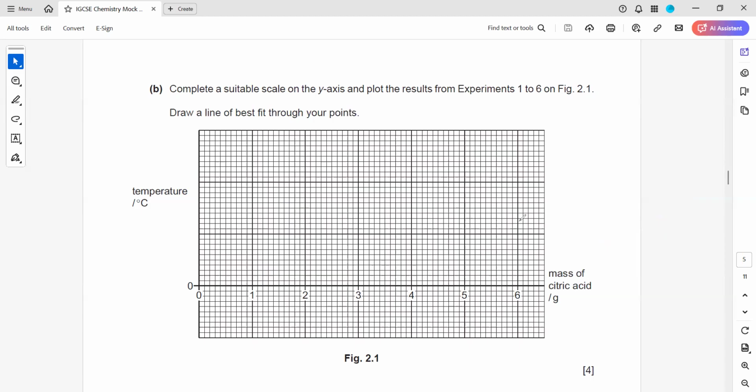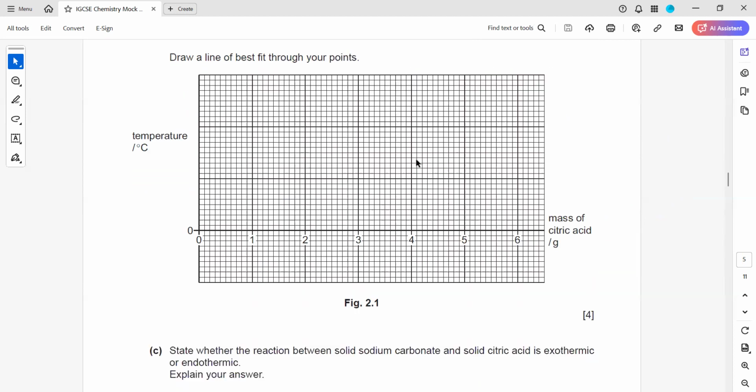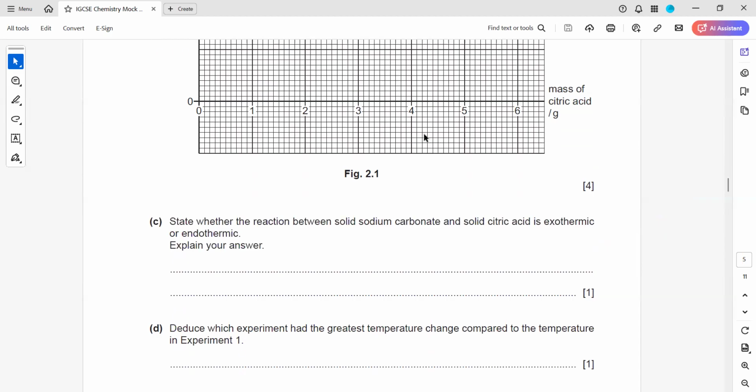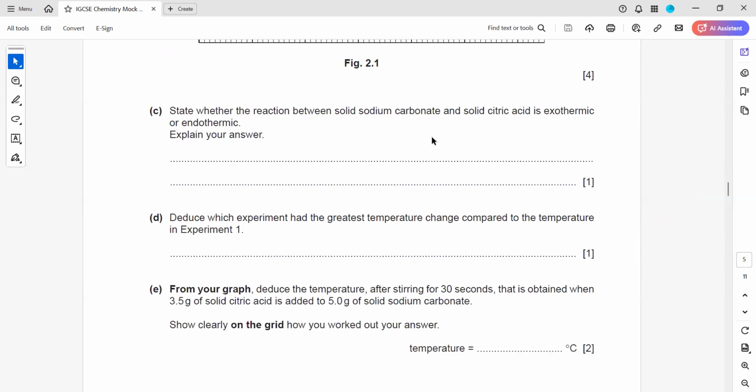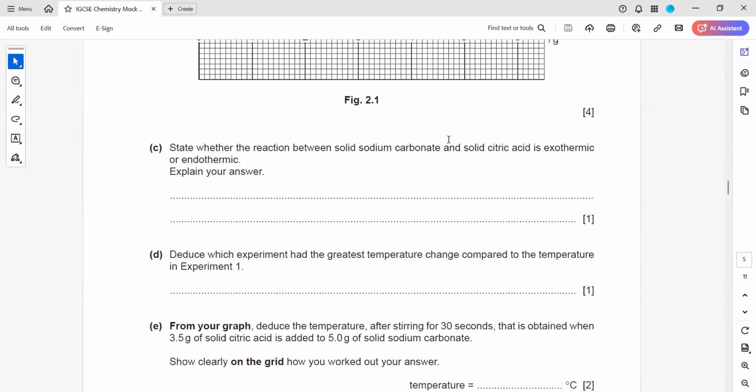So in chemistry, usually plotting is point to point. In chemistry, usually it's not the line of best fit. You just join point to point. No need to bother whether it will be a straight line or a curve. Chemistry is joining the points, excluding the anomalous results.